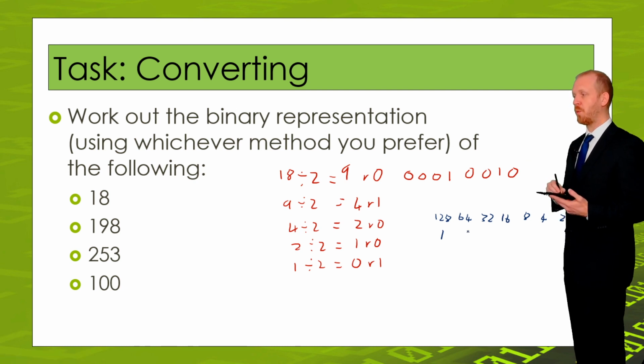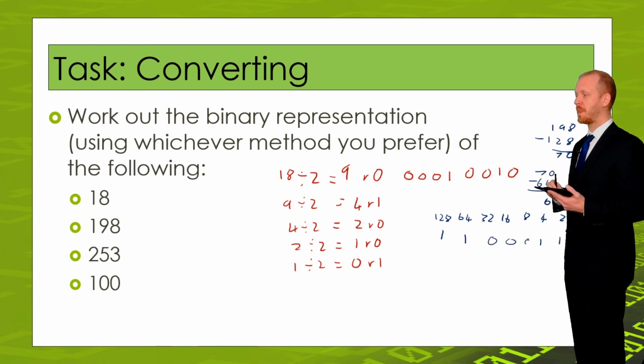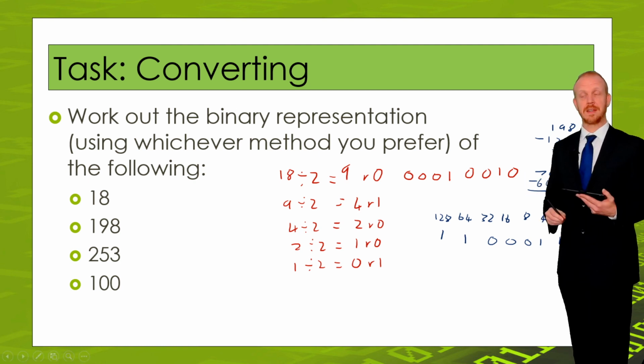We'll then work out what we need to make with the rest of the numbers. So we'll take that 128 off 198, and that will leave us with 70. So now we need to make 70 out of what's left. Does 64 fit into 70? Yes, it does. So we'll take 64 off the 70. That comes to 6. And I can look at this and see the 6 is clearly made of 4 and 2. So I'll put those in there. And that's the binary for that one.